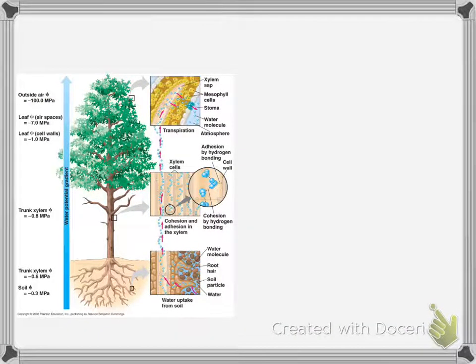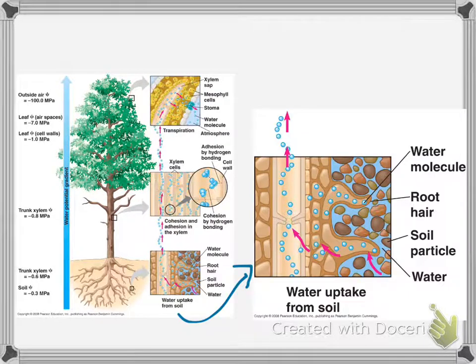The next piece we'll look at is in the roots. So how does the water get into the roots from the soil? Well, this happens at the root hair. You can see the root hair here on the right-hand side is where it first enters. These are just cells that are elongated. Each root hair is actually a single cell, and it's elongated for maximum surface area. And this is where the water is going to enter.